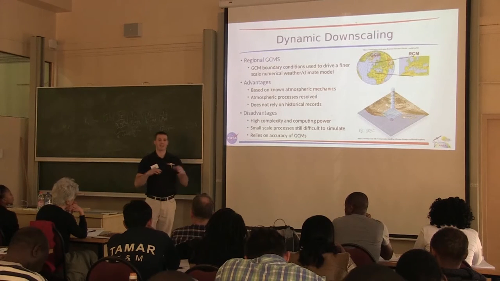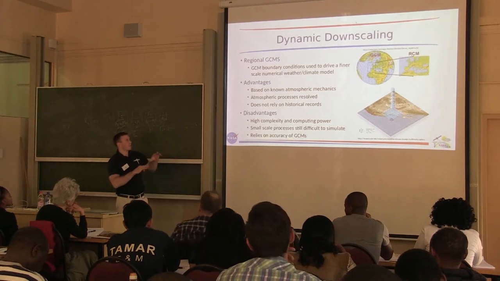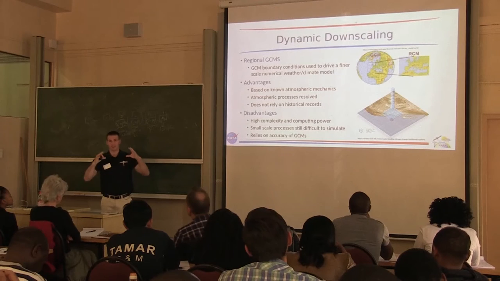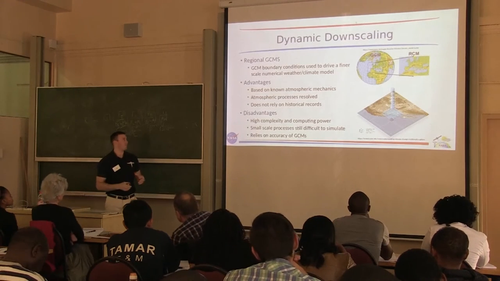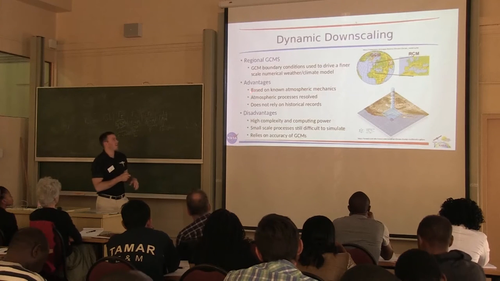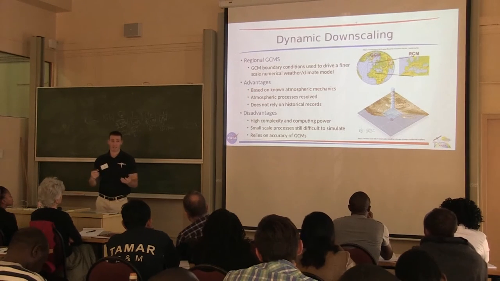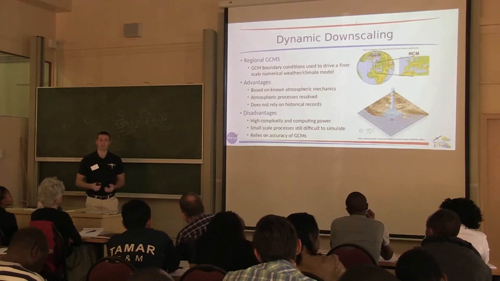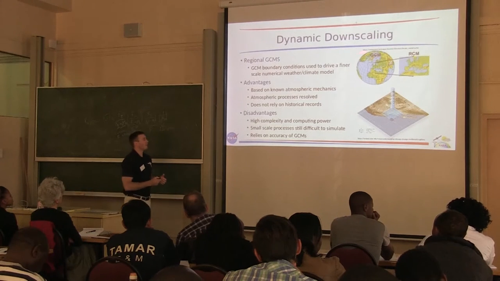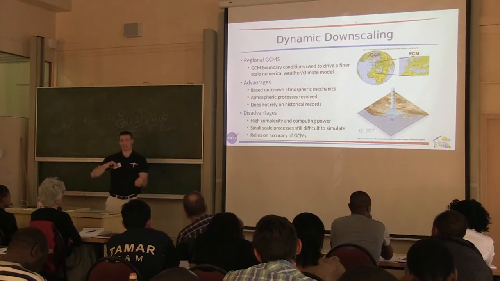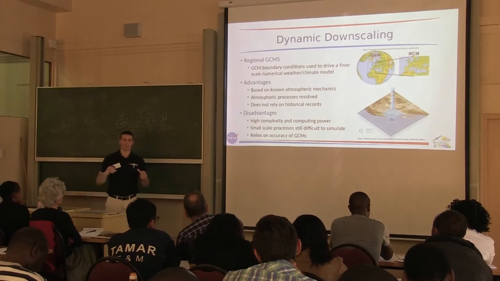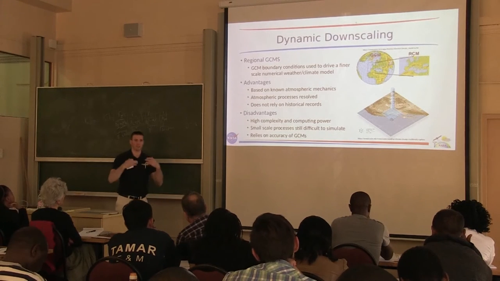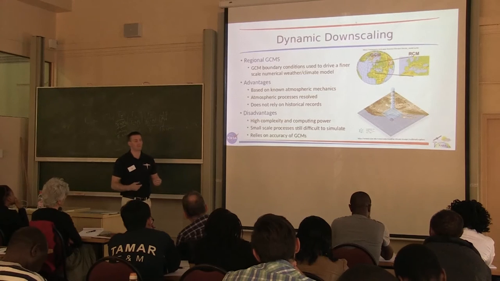Yeah, and again, it's not perfect, but one of the advantages is that when you're doing that, you're still using the mechanistic processes that are known for the atmosphere to run that smaller model. There are obviously some problems with it. They can be highly complex and they require a lot of computing power. So they're generally not used as much as statistical techniques because of that. But it's important because it doesn't really rely on past climate data. If you have the right computing power, you can go from that large scale to that smaller scale, just using your knowledge and your equations about the atmosphere.